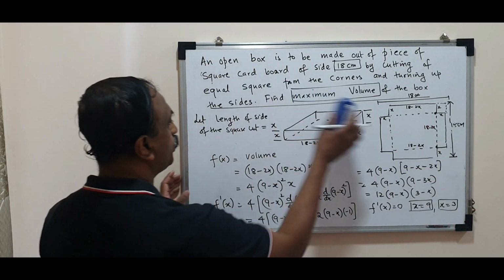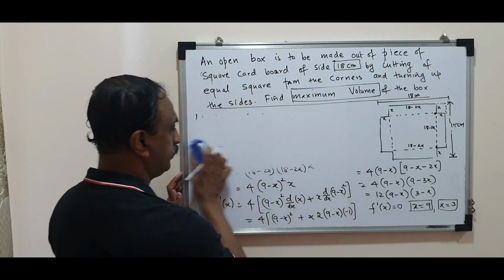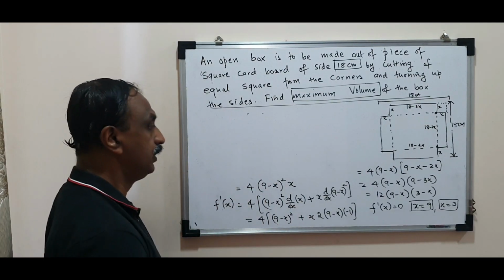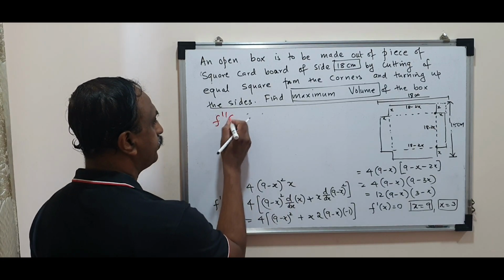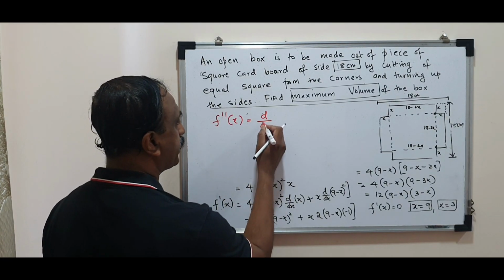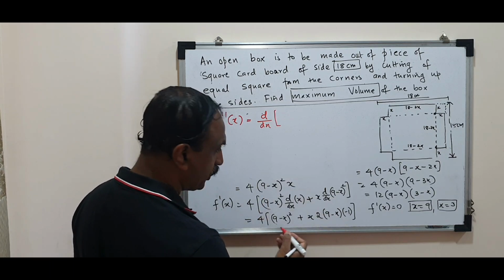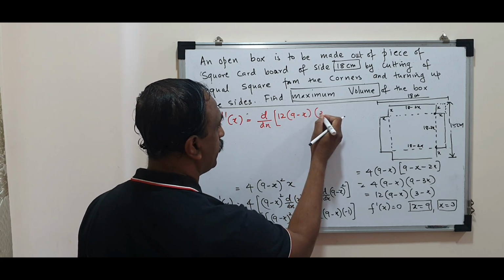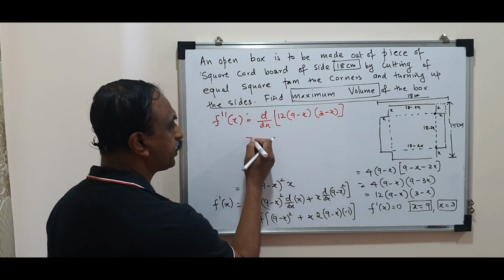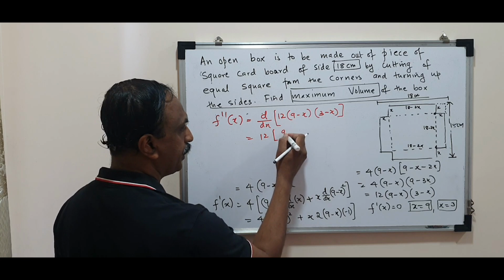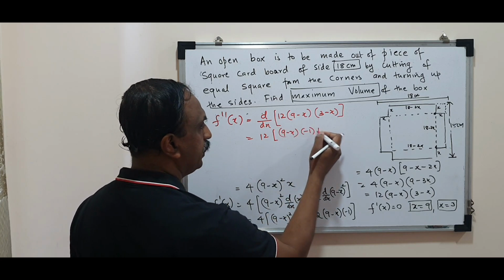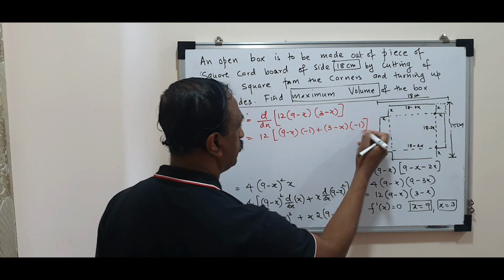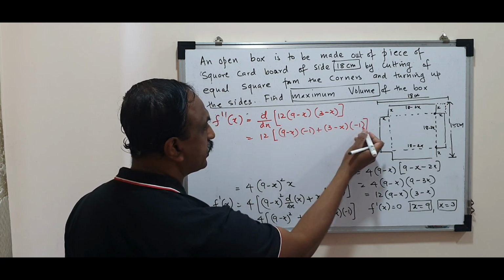So for that, I'm going to take the second derivative. So f double dash of x is d by dx of the first derivative, which I had simplified to 12 into (9 minus x) into (3 minus x). Here also if I use the product rule, you can see a little easiness. (9 minus x) into minus 1 plus (3 minus x) into minus 1. So you can see a minus is common.